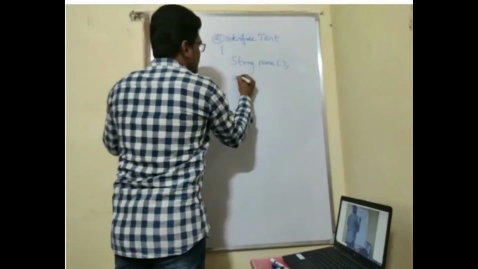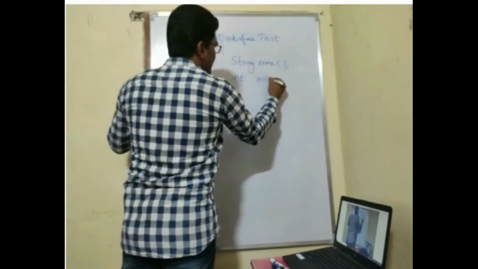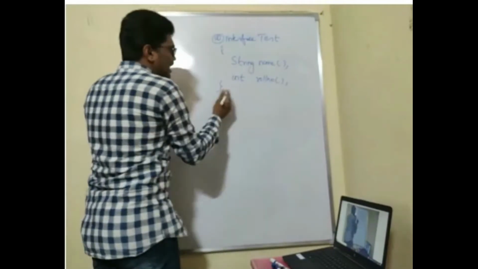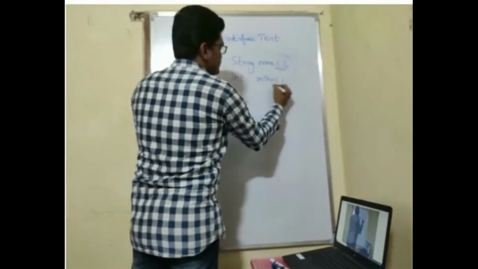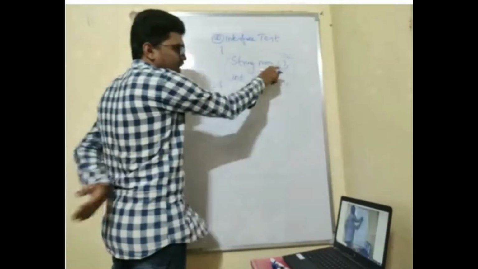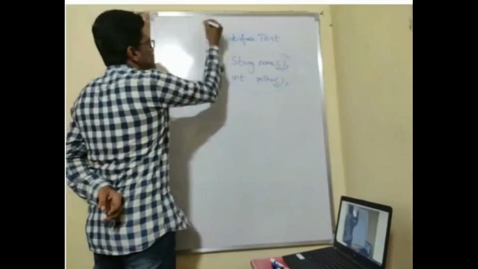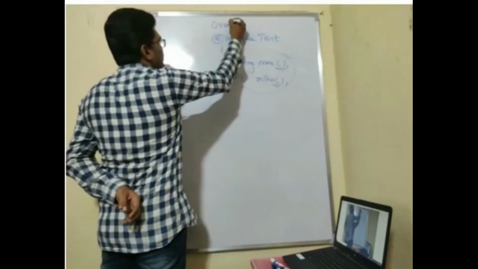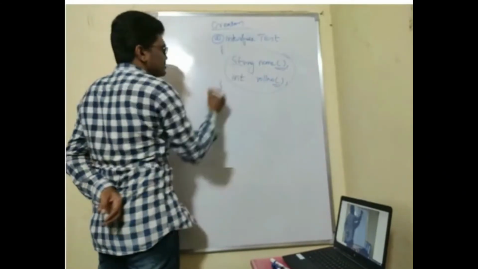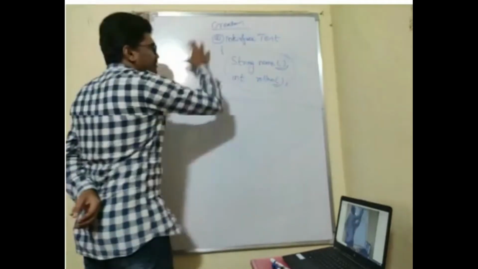Another one is int roll number. For example, I am dealing with student. As I said, you have to give them as methods. They are variables only, but you should specify like this. So now you have defined the annotation. This is your creation of annotation. This you have to save in a separate file.